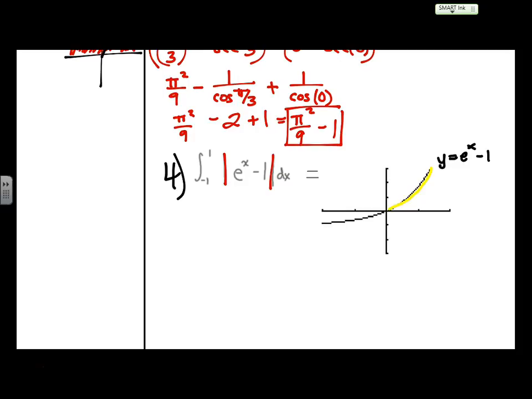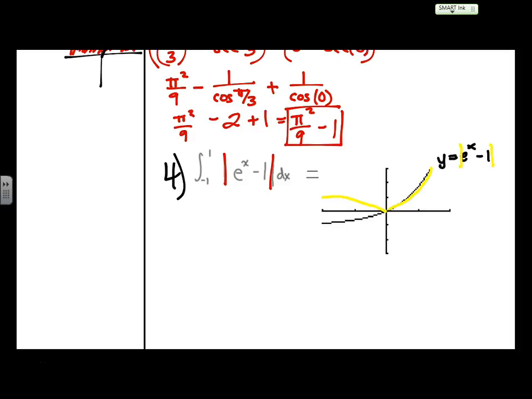Absolute value, but that's algebraically. How do you do it on a graph? Flip it. So therefore, what is this a graph of now? Absolute value. Exactly.